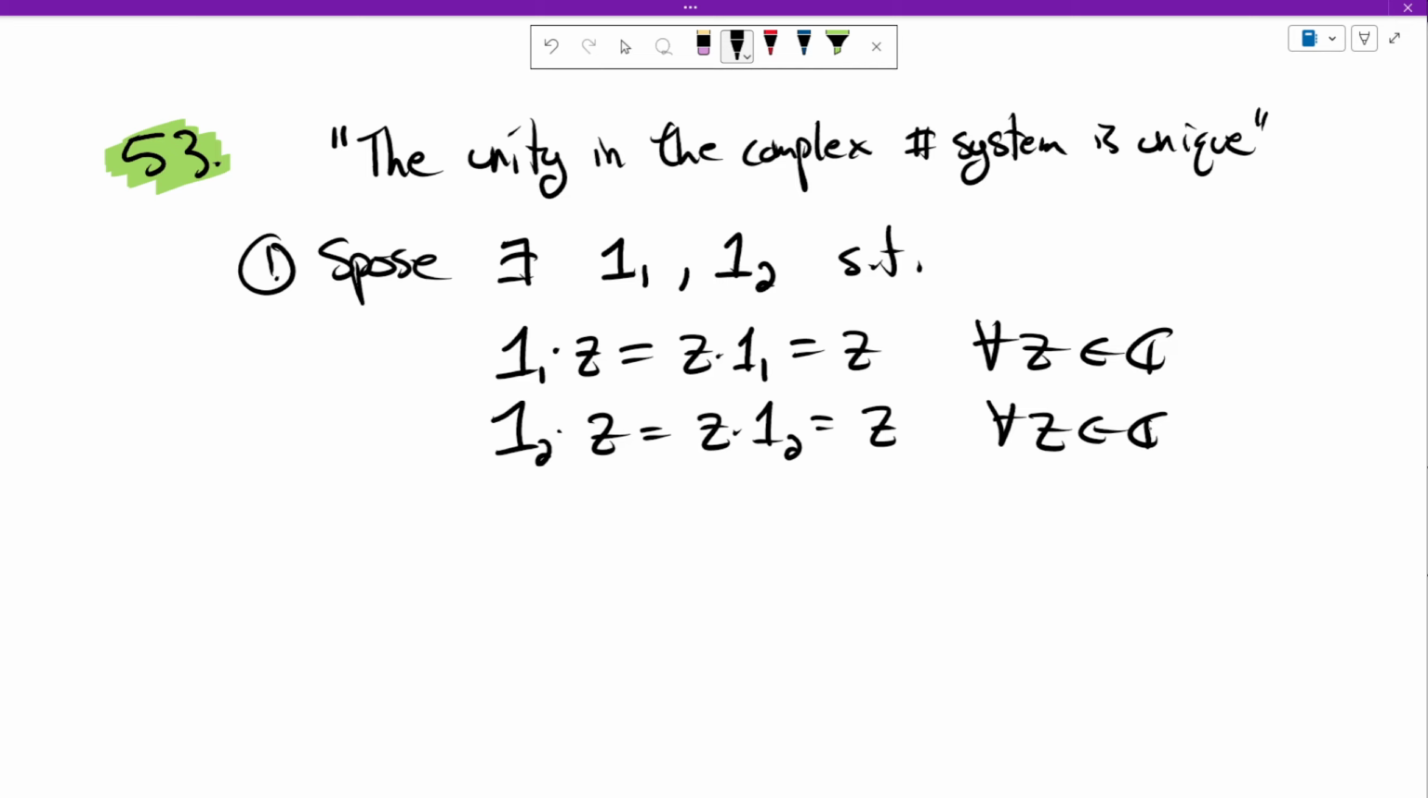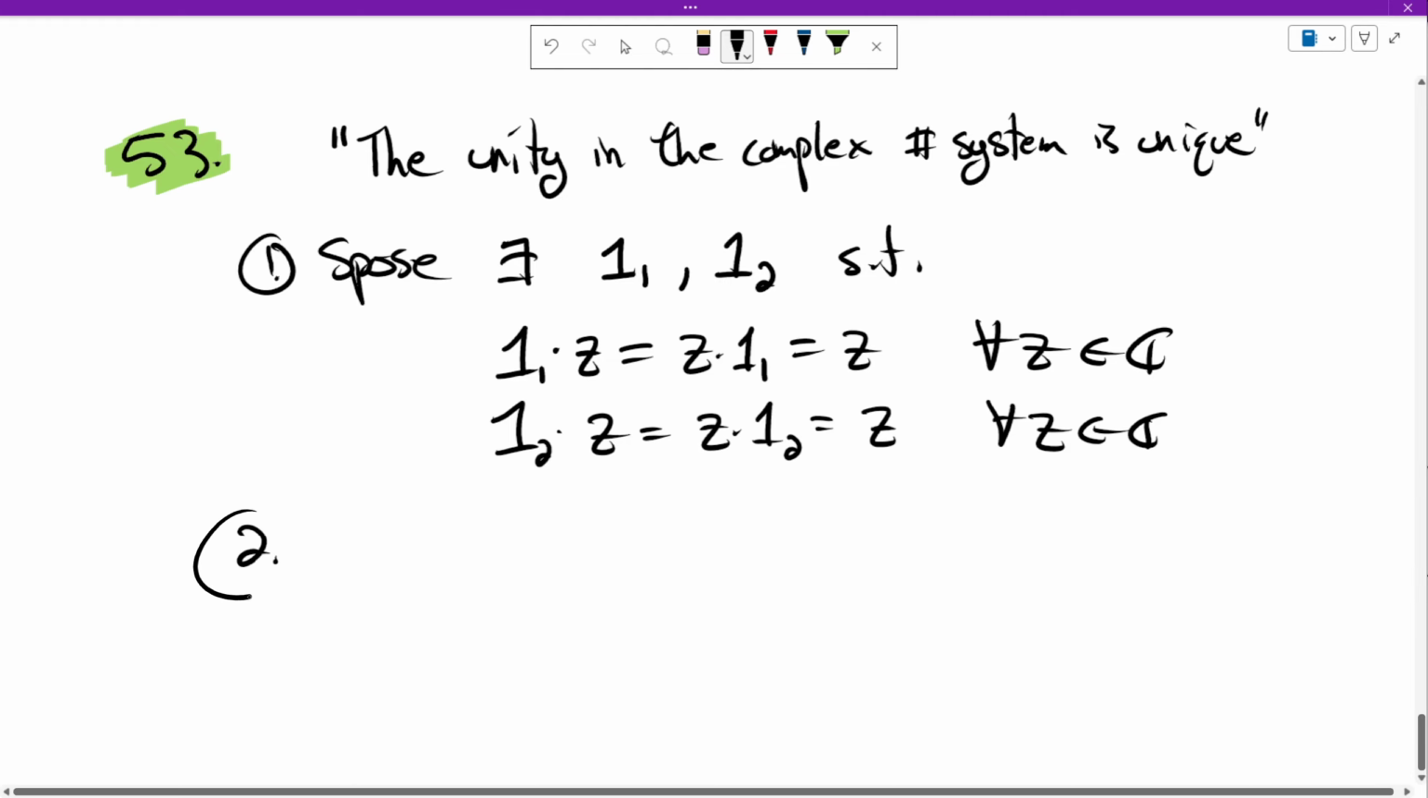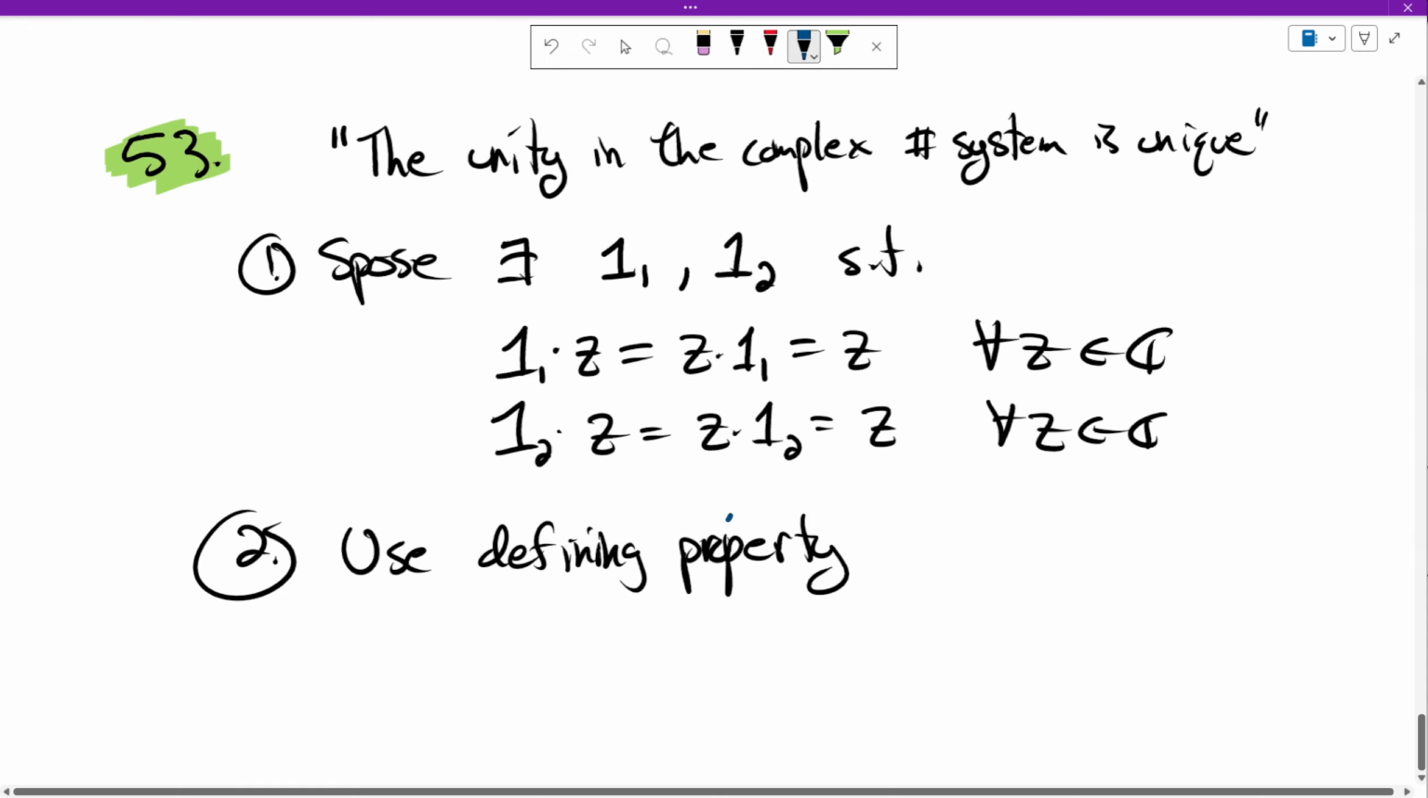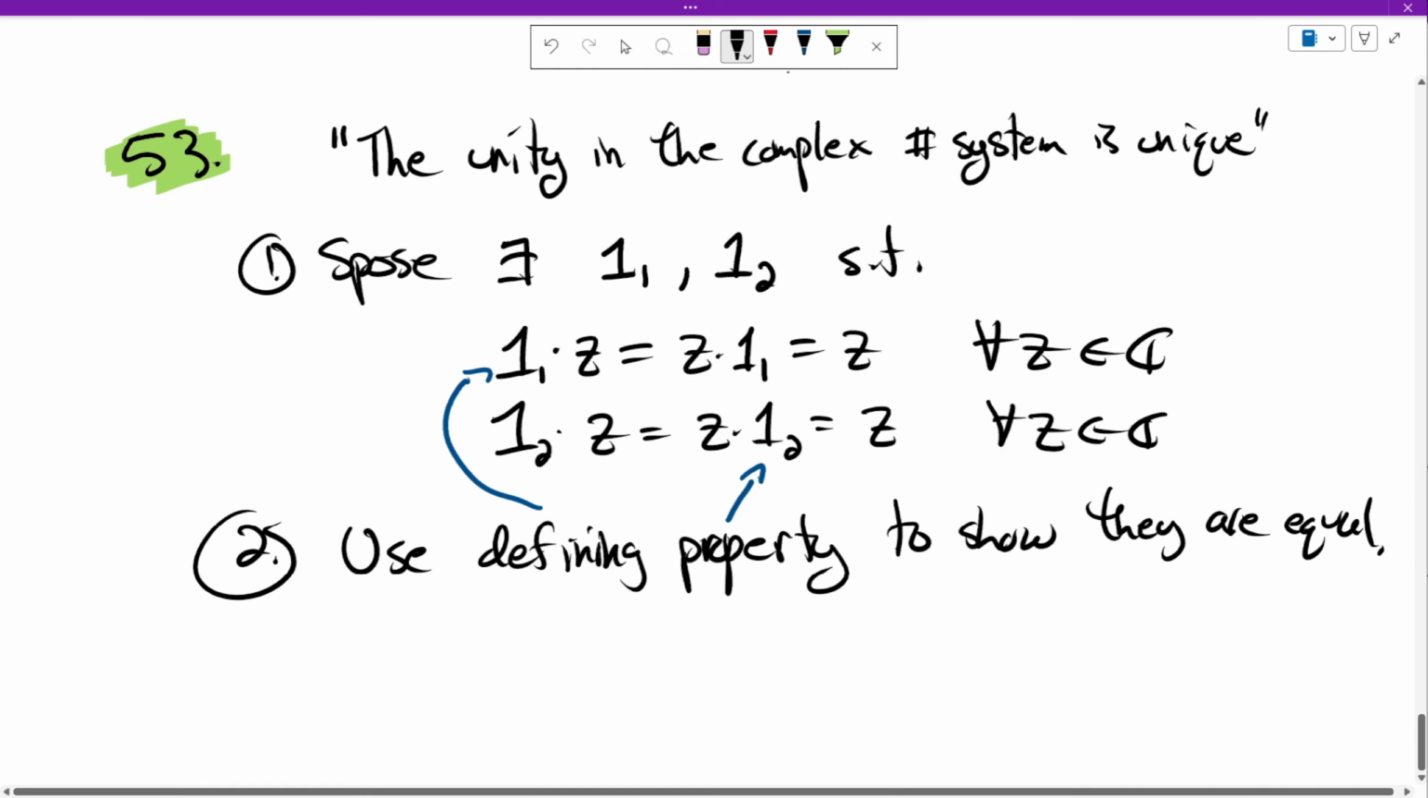What we want to show is that this cannot happen. There's only the number 1 that behaves this way. The first step is to assume that there are 2. Then second, we're going to use the defining property, namely this one up here, to show they must be equal. Okay, so let's carry that out.